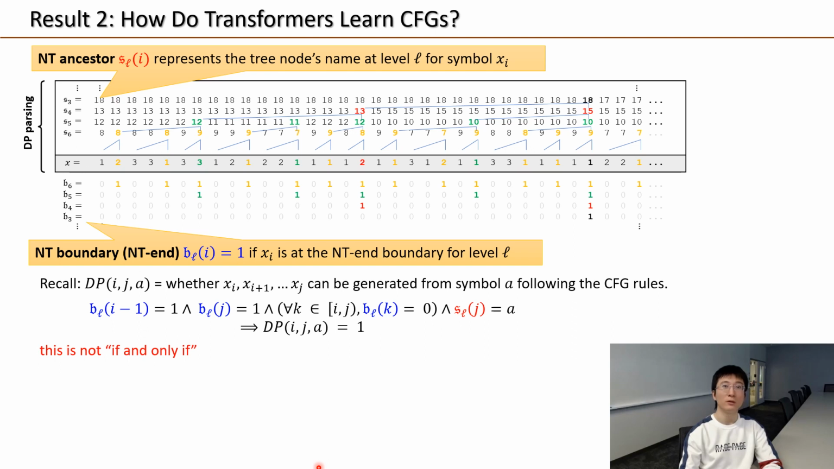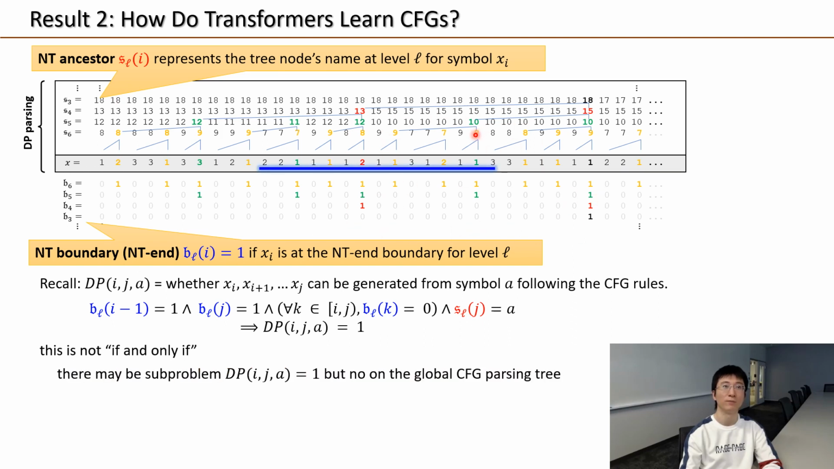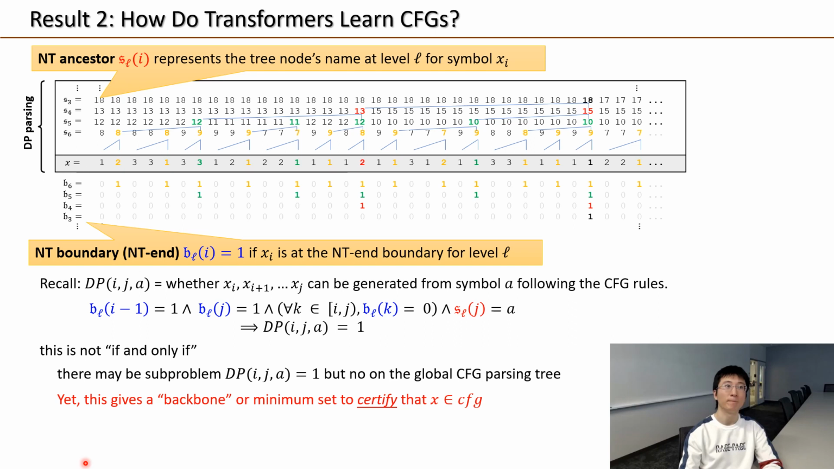But this is not a necessary condition. Notice that there may be some other sub-problems that satisfy dp[i][j][a] equal to 1, but they're not on the global parsing tree of the CFG. So for instance, this segment could maybe be generated by some node 14, say on level 4, but it's not on the global parsing tree.